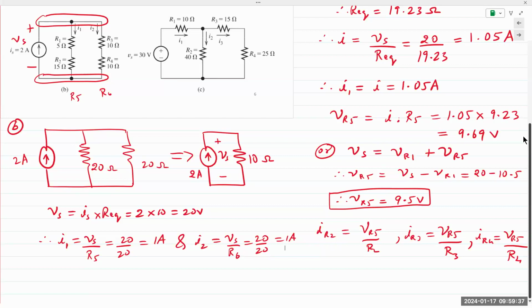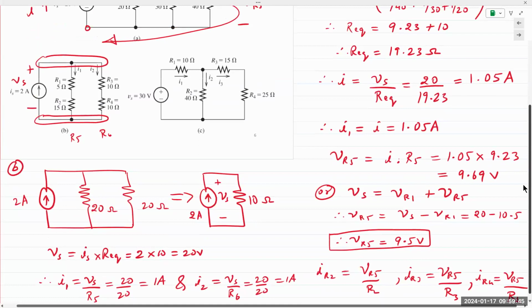Now let's look at the common sense answer. You have current Is going up top, going towards the right, and it splits in two. Goes through I1 and I2, right? Current source of 2 amps is being split in two, and it's being split in exactly equal halves, 20 and 20. So 2 amps split in half, 1 and 1. That's the answer.